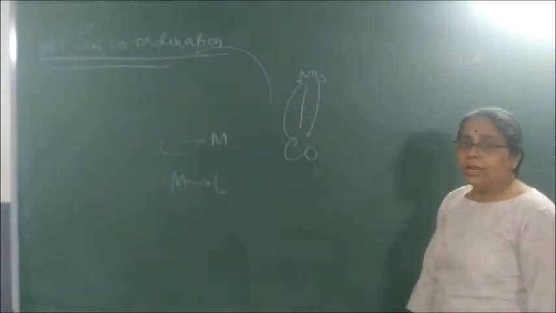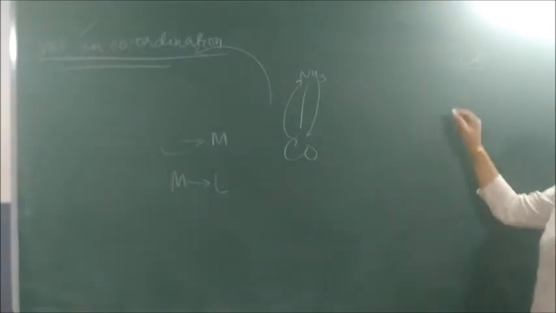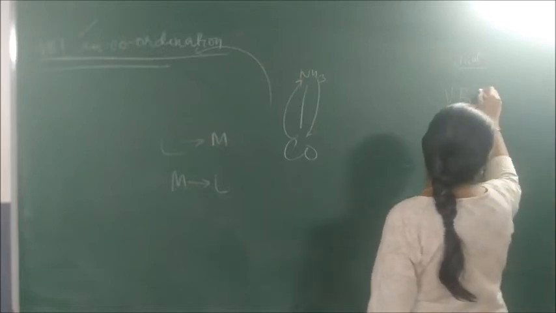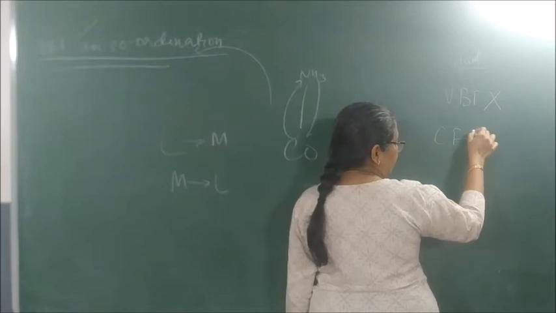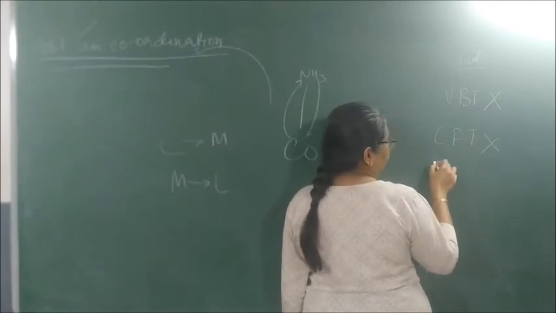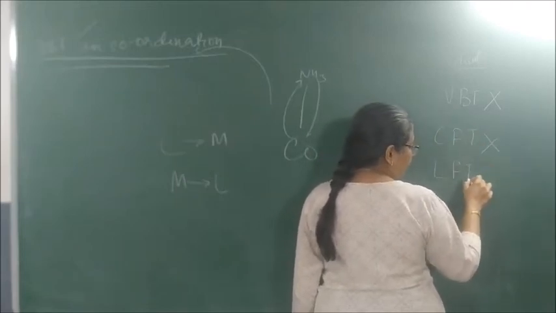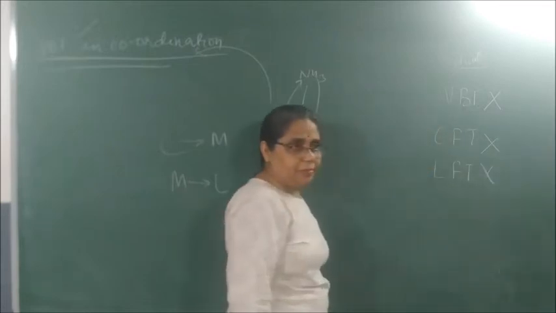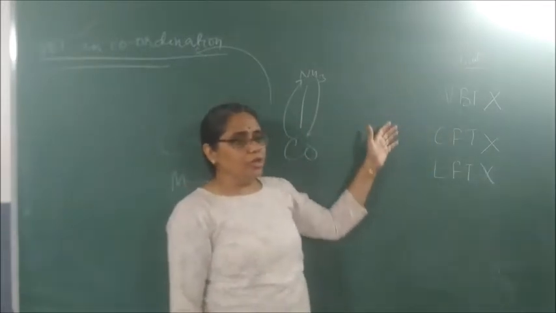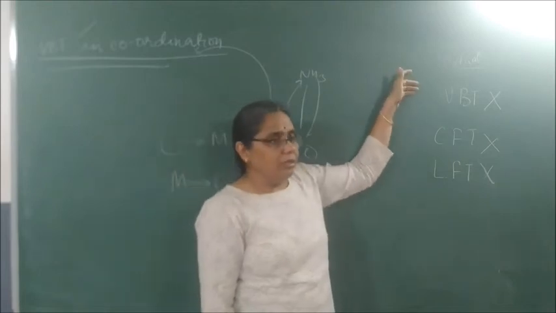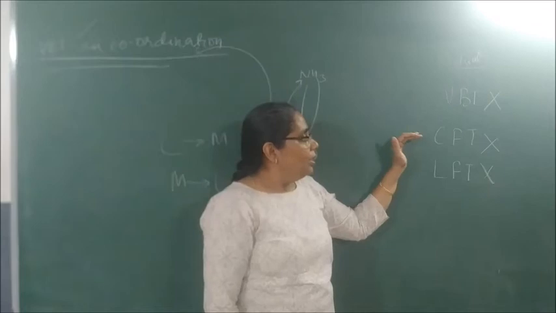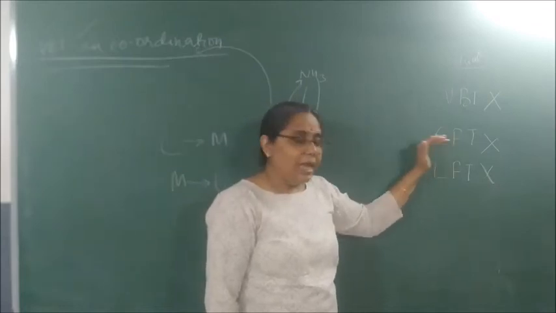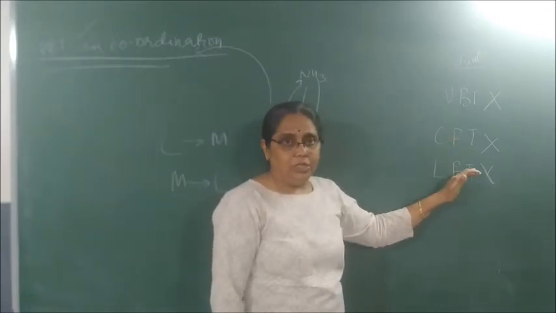VBT. What are the three different theories of coordination compounds we will study? First we will study VBT. Then we will say this is not correct. Then we will study CFT. Then we will say this is also not correct. And then we will study LFT. LFT is not in our syllabus. So what are these short forms? VBT, valence bond theory, talks about hybridization. CFT is crystal field theory, and LFT is ligand field theory.